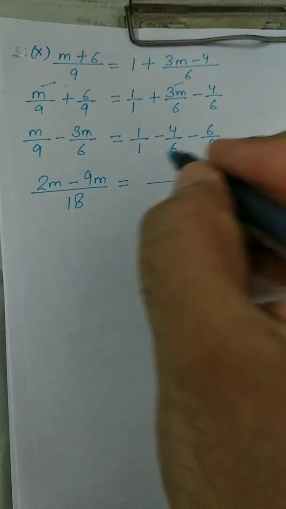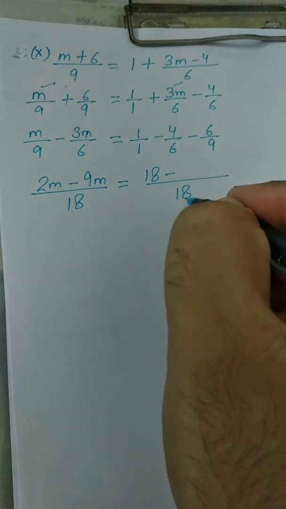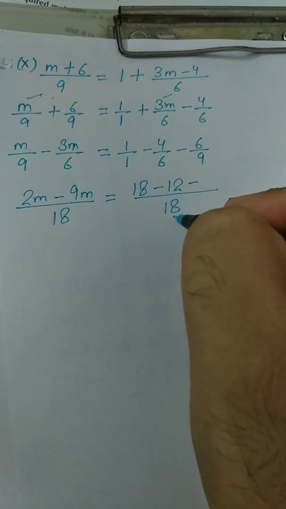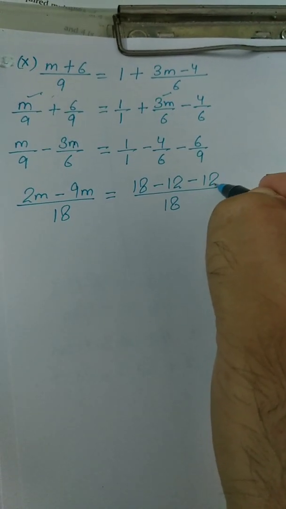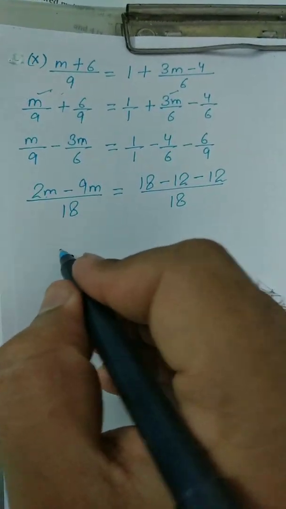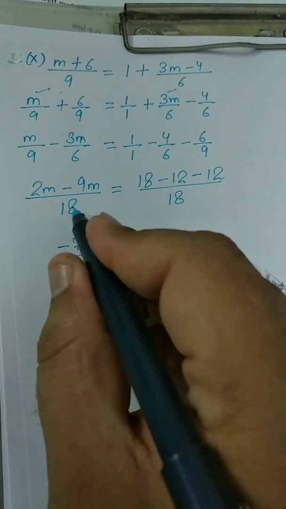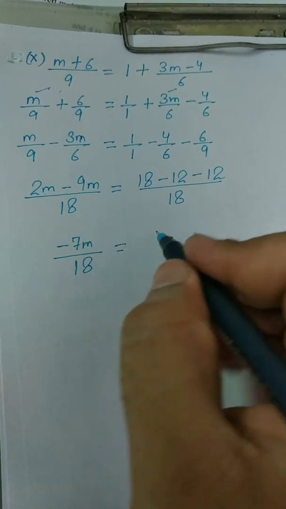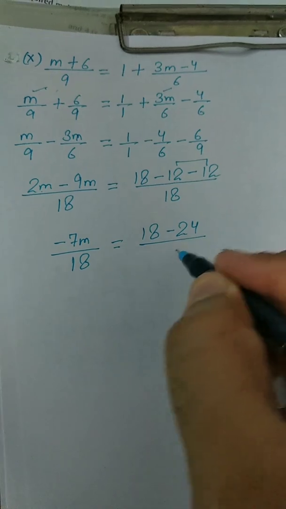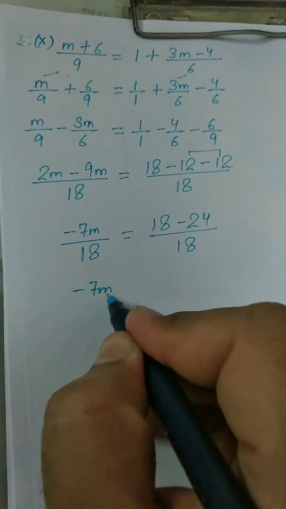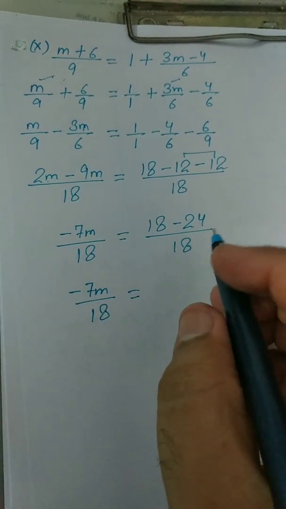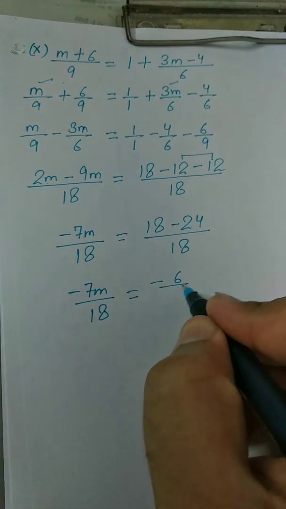राइट, 1 की टेबल में 18 कब आता है, 18 ज़ा, 1 18 ज़ा 18. माइनस 6 की टेबल में 18 कब आता है, 3 ज़ा, सो 3 4 ज़ा 12. माइनस 9 की टेबल में 18 कब आता है, 2 ज़ा, तो 6 2 ज़ा 12, राइट. So 2m minus 9m is equivalent to minus 7m upon 18, equivalent to 18 minus 12, which is minus 24 upon 18, minus 7m upon 18 is equivalent to 18 minus 24, it is equivalent to minus 6 upon 18.